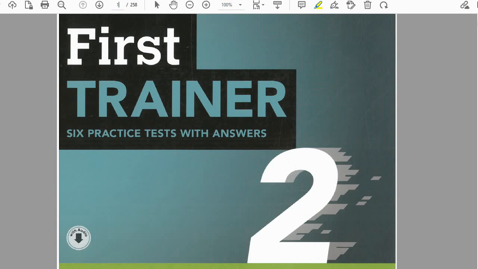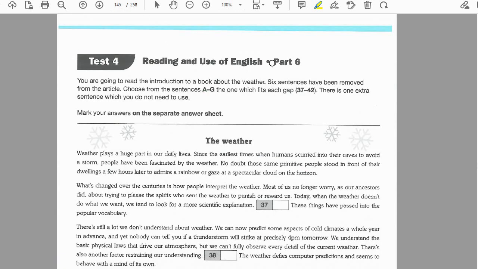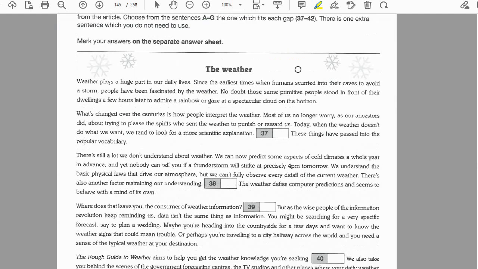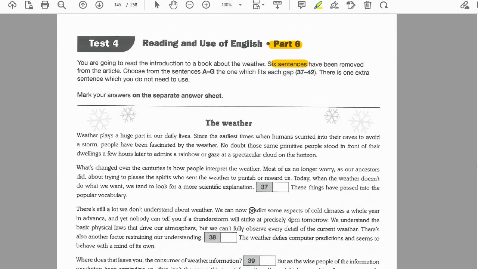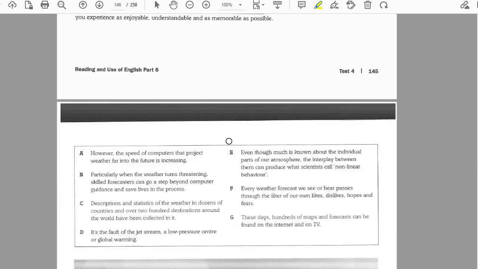If you go to page 145, we have amazing part 6. I say amazing because you find it quite hard. It is quite hard, okay? Even for the B2, it's not easy, okay? This tests your understanding of a text, where you know that 6 sentences have been removed, and you need to place them in the right gap.